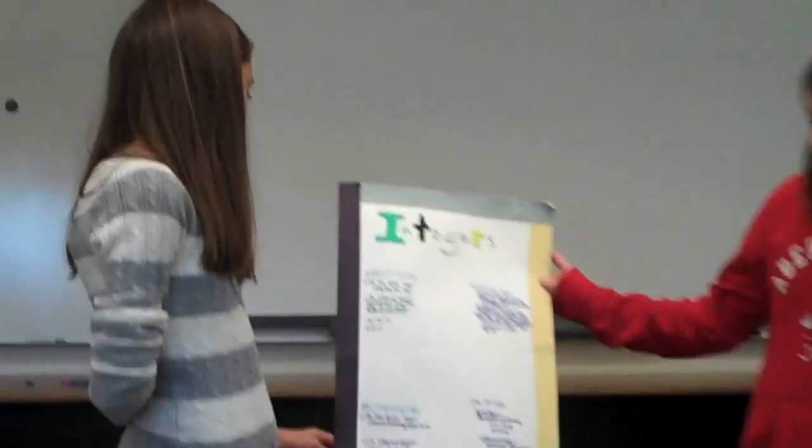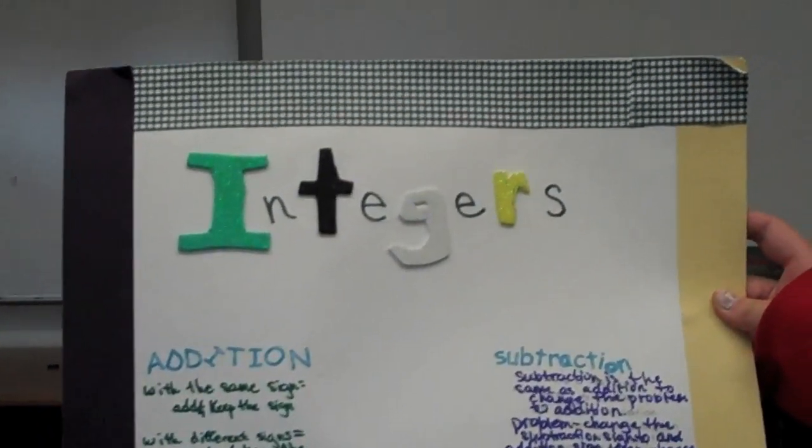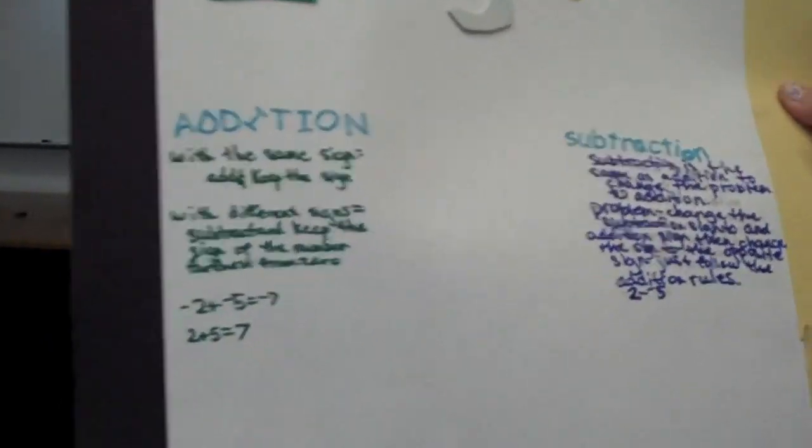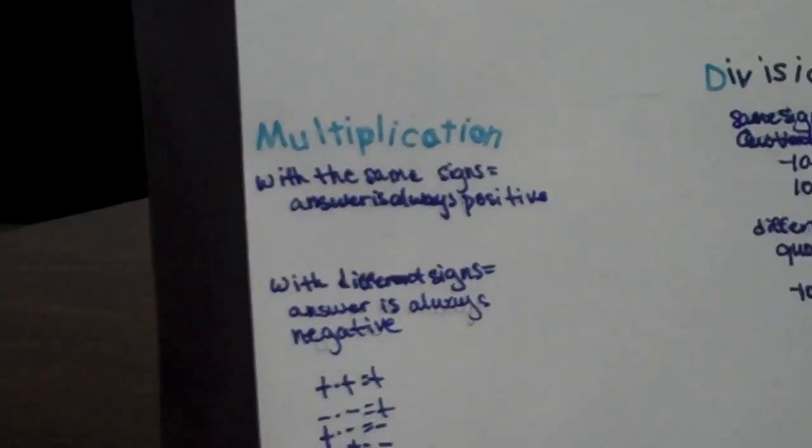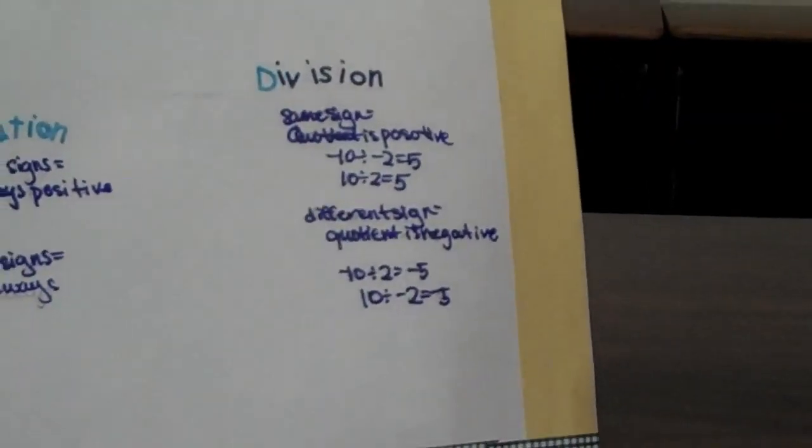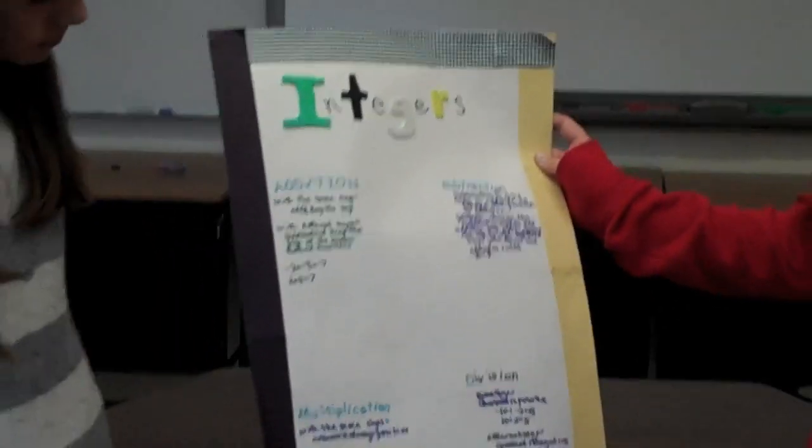Multiplication with the same sign, the answer is always positive, and with different signs, the answer is always negative. And then for division, if it's the same sign, then the answer is positive, and if it's a different sign, then the quotient is negative.